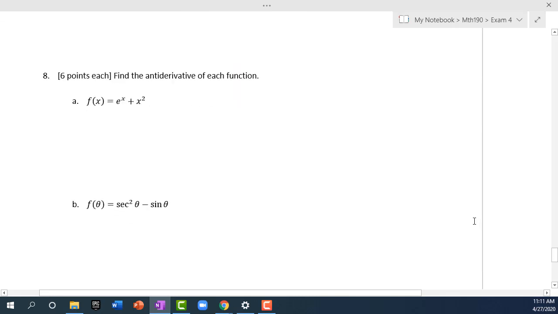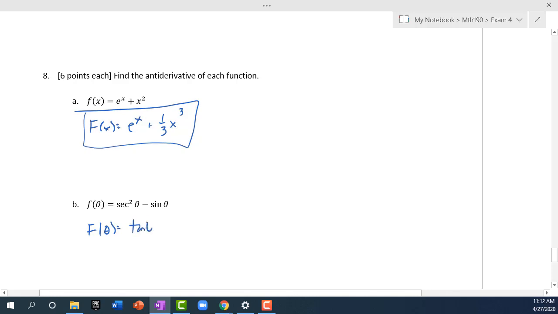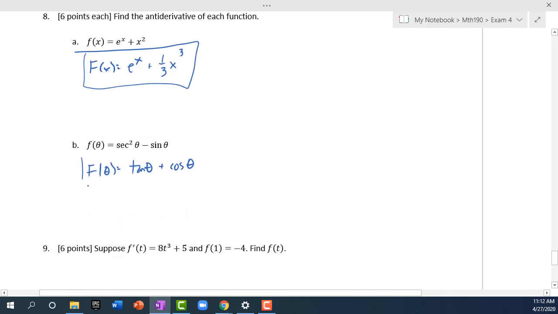All right, now we have some antiderivatives to finish it up. Finding the antiderivative here, we'll call it capital F of x. It'll be e to the x, right? Because the derivative of e to the x is e to the x. And now we're going to use our reverse power rule. We're going to add 1 to the exponent and then divide by that new exponent. And you can always check by taking the derivative, you would multiply and just get 1x squared. Here we will have tangent theta, right, because the derivative of tangent is secant squared, and then plus cosine theta, because the derivative of cosine is negative sine.